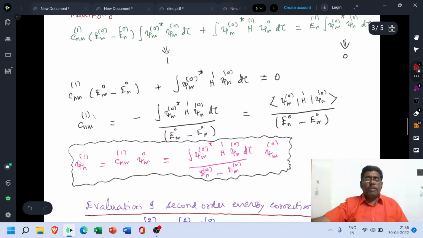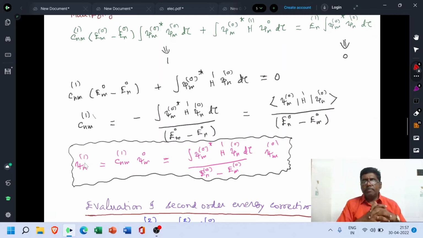We know the eigenfunction psi n1 is equal to Cnm1 into psi m0. Then the value of Cnm1 is the integral of psi m0 star H1 psi n0 d tau, divided by En0 minus Em0. To change the negative sign into positive, Em0 minus En0 is changed to En0 minus Em0. This is the value of Cnm1, which should then be multiplied by psi m0. This is the value of psi n1, which means the first order perturbed eigenfunction.